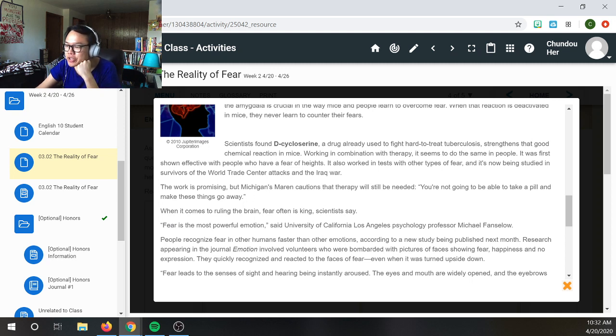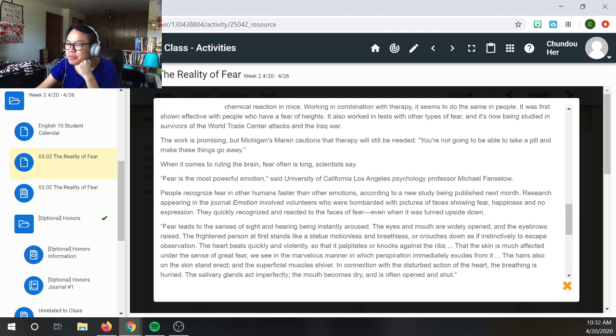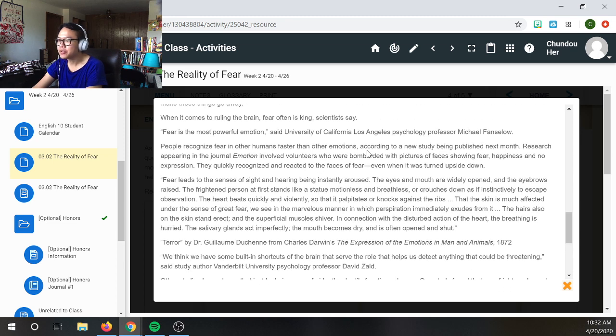So the work is promising, but Michigan's Marin cautions that therapy will still be needed. You're not going to be able to take a pill and make things go away. When it comes to ruling the brain, fear often is king, scientists say. Fear is the most powerful emotion, said University of California, Los Angeles psychology professor Michael Fanselow. People recognize fear in other humans faster than other emotions, according to a new study being published next month. Research appearing in the journal Emotion involved volunteers who were bombarded with pictures of faces showing fear, happiness, and no expression. They quickly recognized and reacted to the faces of fear, even when it was turned upside down.